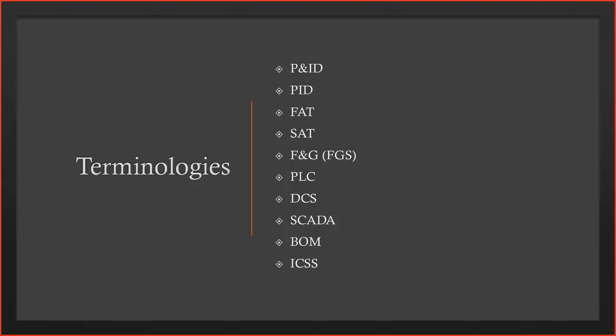Then there's a PLC, which is our topic today, programmable logic controller, DCS, distributed control system, SCADA, supervisory control and data acquisition. Then there's a BOM term, which is quite often used, bill of material, and ICSS, integrated control and safety system. What is ICSS? ICSS is the combination of different parts like PLC, FNG, ESD, and DCS. There might be SCADA as well, and RTU, which I missed here. So all these things are integrated in one system, which we often call ICSS, Integrated Control and Safety System.